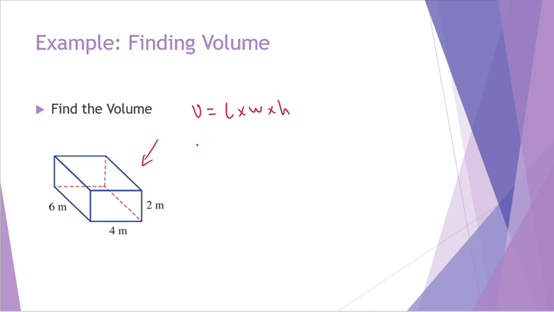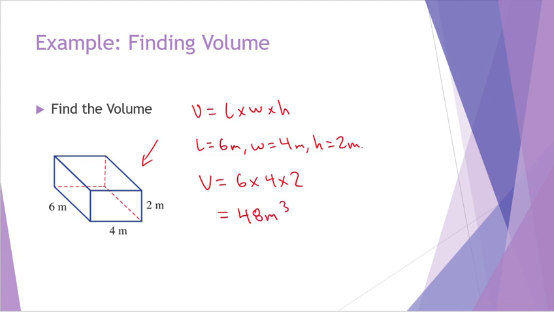Right? And then you can just start labeling things. My length is 6 meters, my width is 4 meters, and my height is 2 meters. Okay. With that being said, I can just substitute these numbers into the variables. So this will now become 6 times 4 times 2, and that turns out to be 48 meters cubed. Now, just remember volume, so you have to use cubed now, okay?